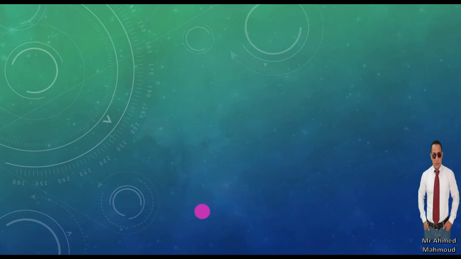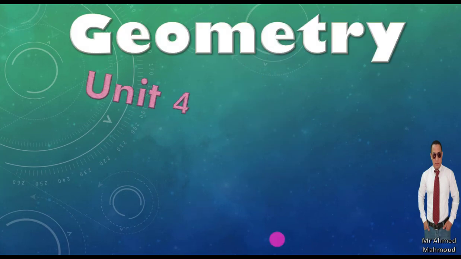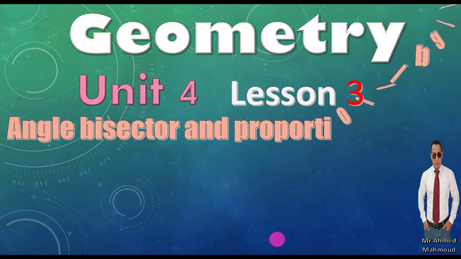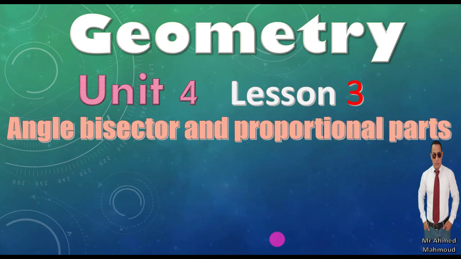It's Mr. Ahmed Mahmoud with you today to introduce a new mathematics lesson. Today, inshallah, we have Unit 4, Lesson 3. The lesson is called Angle Bisector and Proportional Parts. In this lesson, we are going to learn the meaning of angle bisector, the difference between the interior bisector and the external bisector, and the relation between them. Let's start the lesson.